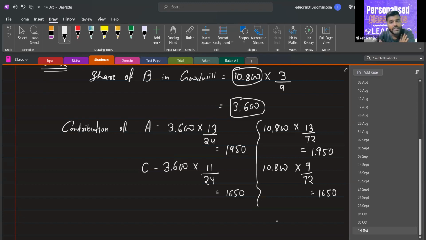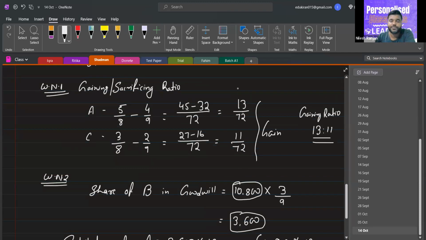So it means you have to use any of these two methods, but for the selection of any one method, you have to change the ratio also. If you are using the amount share of the partner, then you will use the ratio. And if you are using the total goodwill of the firm, then you have to use the fraction that you get in the calculation of gain.